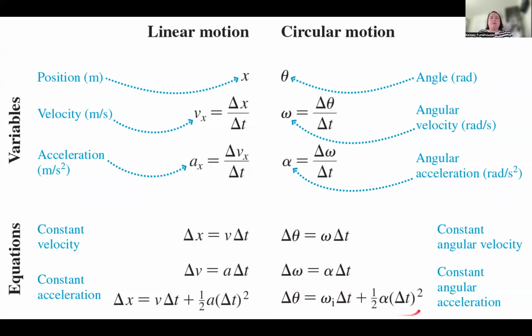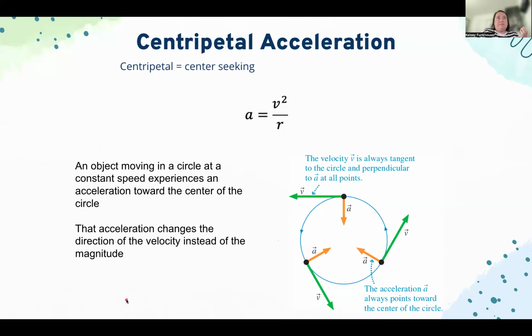These two equations are just rearranging these ones. And then we also have an angular version of the long kinematics equation. So this is the long kinematics equation, except usually we break up the displacement into initial and final position. So linear motion and circular motion are very similar to each other.